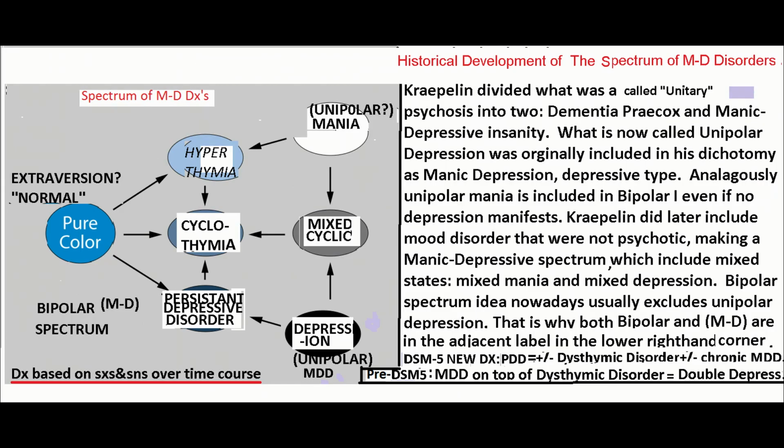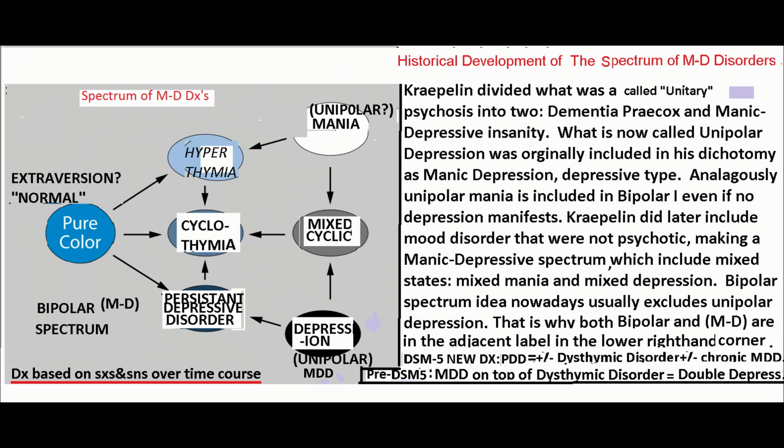Now these disorders, the symptom complexes that I talked about before, diagnoses are based on signs and symptoms over a time course. And so hyperthymia is a chronic hypomanic syndrome, and cyclothymia is hypomania and cycling through maybe normal euthymia down into dysthymia. So they will cycle, but they don't become manic. They don't meet the criteria for manic or depression.